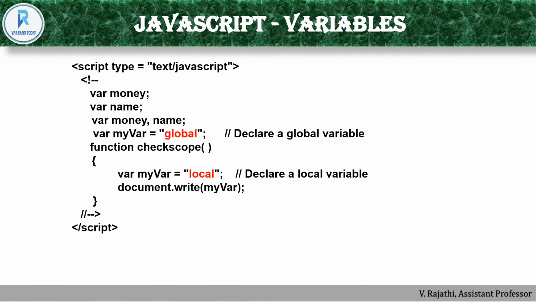This is the example. This is the way we declare a variable: the var keyword and then money, the var keyword and then name. And then var myVar is equal to global. This is the way we declare the global variable. The second one, function checkscope, is the way we declare a local variable. This local variable only works inside the checkscope function.